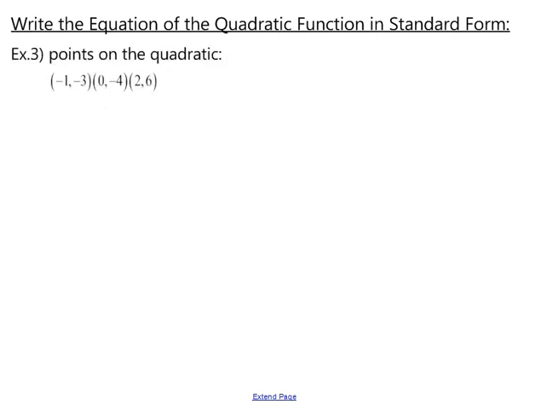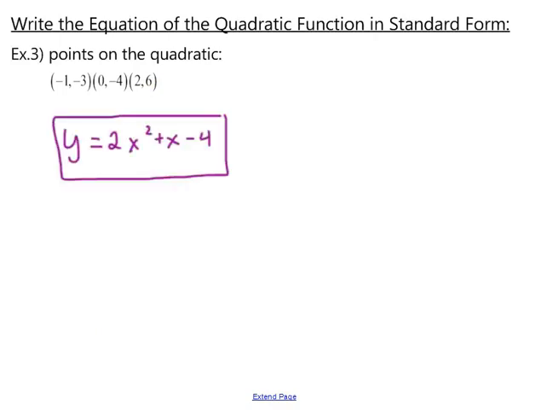I want you to go ahead and try this example on your own. Take these 3 points that are on the quadratic, use your calculator, follow the steps, and find the best fitting quadratic model, and then check back with me when you're finished. Hopefully you found your equation to be y equals 2x squared plus x minus 4. That's it for these notes. I'll see you in class.